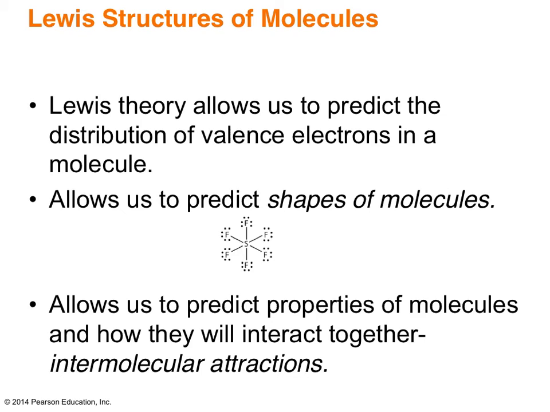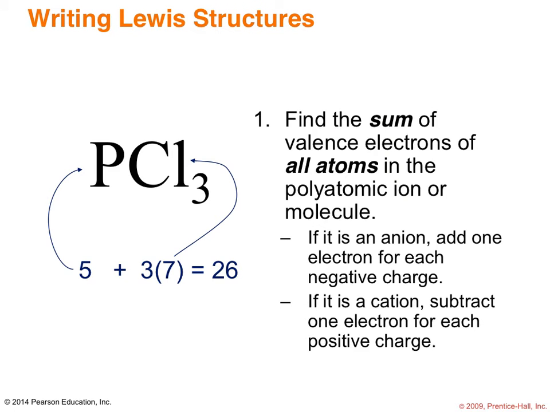Now we're going to learn how to draw Lewis structures of molecules. In the last lecture, we learned how to draw Lewis structures of individual atoms and of ionic compounds. We're going to learn now covalent compounds, and they get a little bit more complex. Follow these rules very carefully, and they will never fail you.